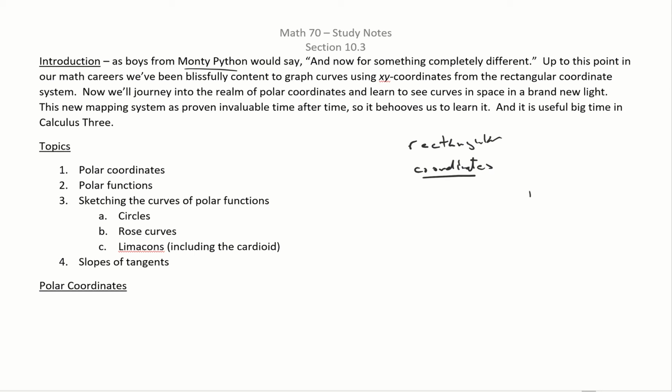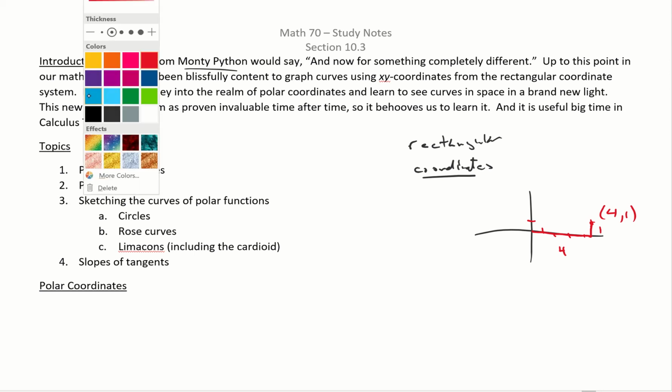And for us, in a coordinate system, basically, if someone says go over 1, 2, 3, 4, and up 1, we would say you're at 4, 1. But that's not the only way to do it. You don't have to just march over 4 and rise 1. There is also the polar coordinate system. And the polar coordinate system, for that same point, let's superimpose this.